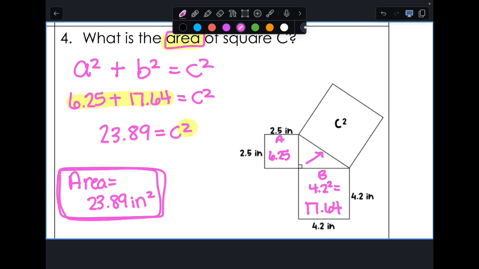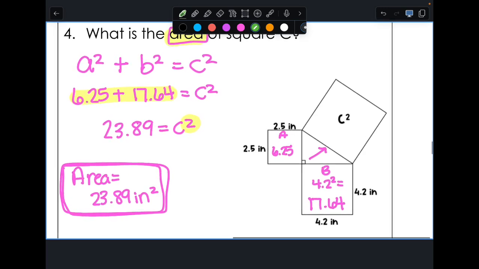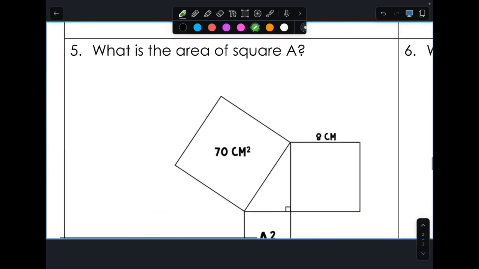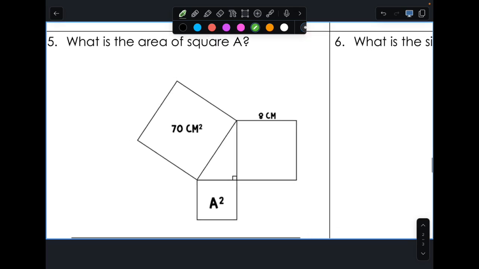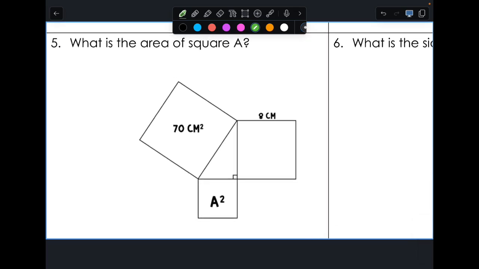All right. Number 5. Questions on this one? Let's label. They've already labeled square A. Which one is square B? The one that has the 8. Which one is square C? The one that has 70. So A squared plus B squared equals C squared.